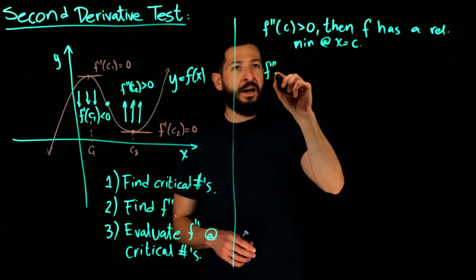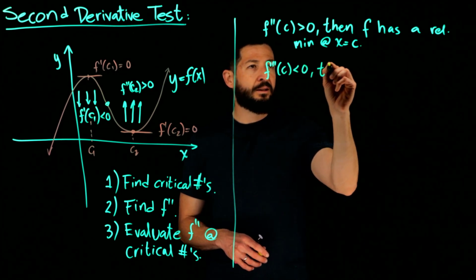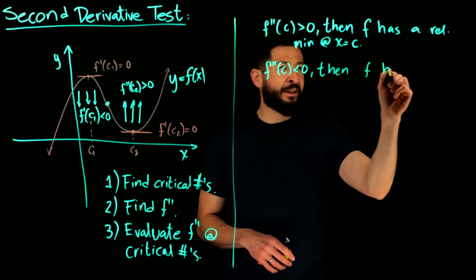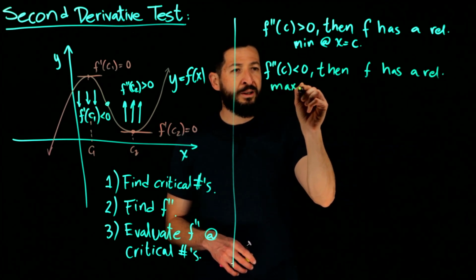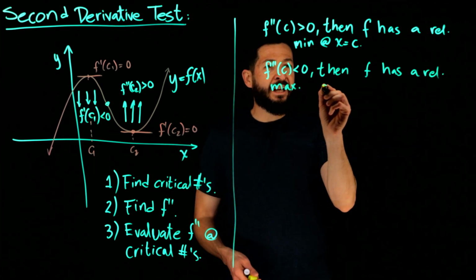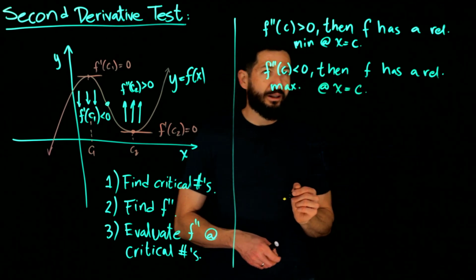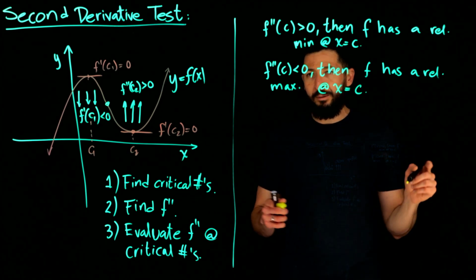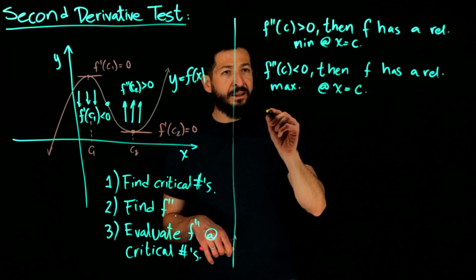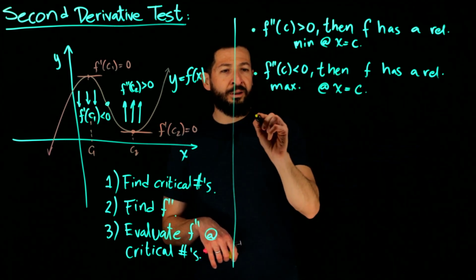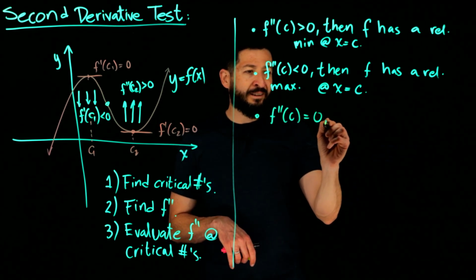Now, if the second derivative is negative, then f has a relative maximum at x equals c. Negative means maximum, positive means minimum. The function attains its relative minimum or relative maximum there. Of course, the maximum and minimum value would occur whenever you evaluate f at c. And let's make it a bullet point: if the second derivative is equal to 0, then the test is inconclusive.